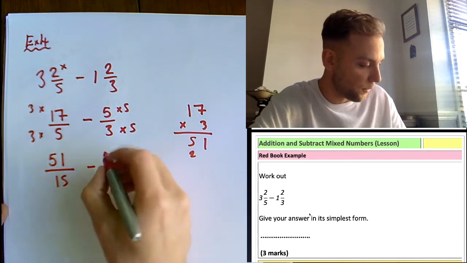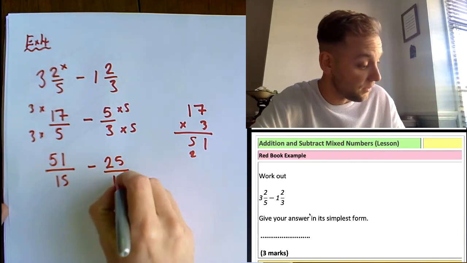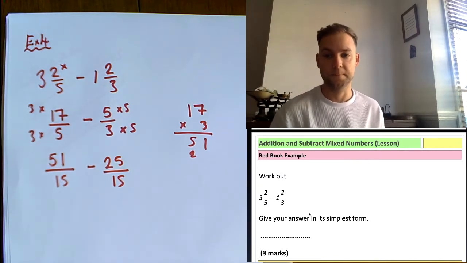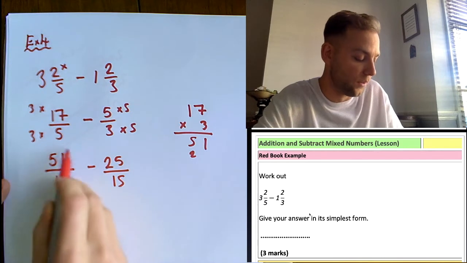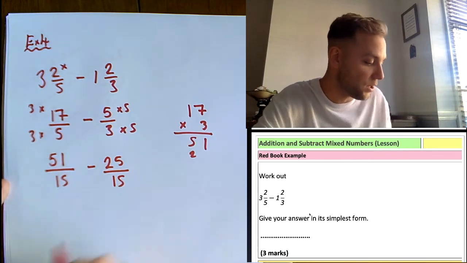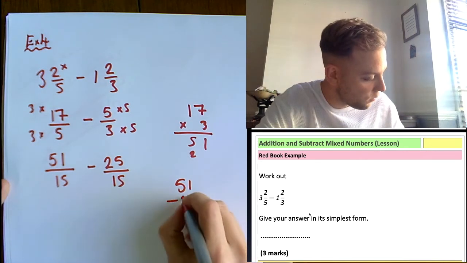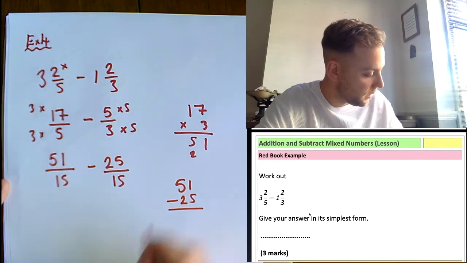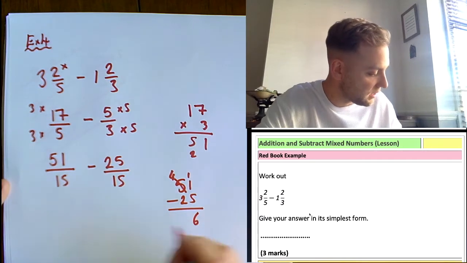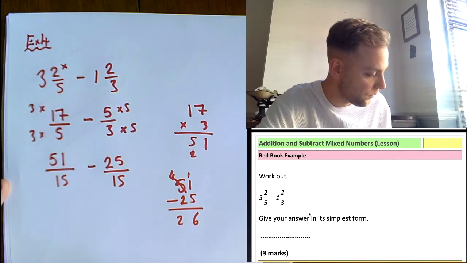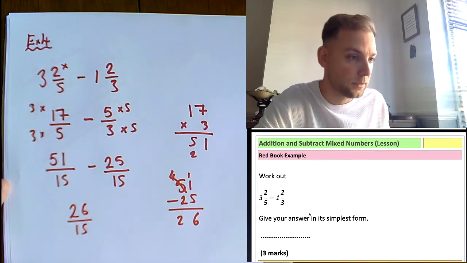Subtract 5 times by 5 is 25 over 3 times by 5, which is the 15. So the denominator is now the same. And now I've got to subtract these. So 51 over 15, take away 25 over 15. So I've got to do the 51 take away the 25. So let's borrow from that. It's going to become 4. So 11 take away 5 is 6. 4 take away 2 is 2. So I end up with 26 over 15.